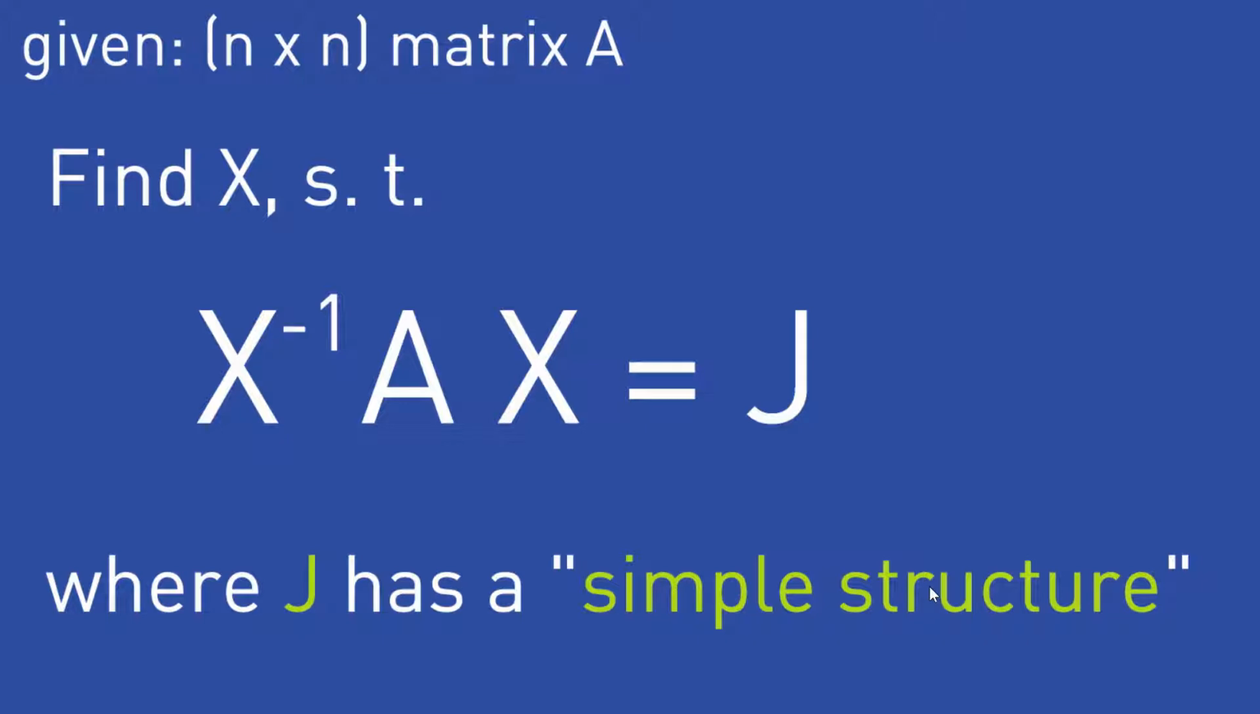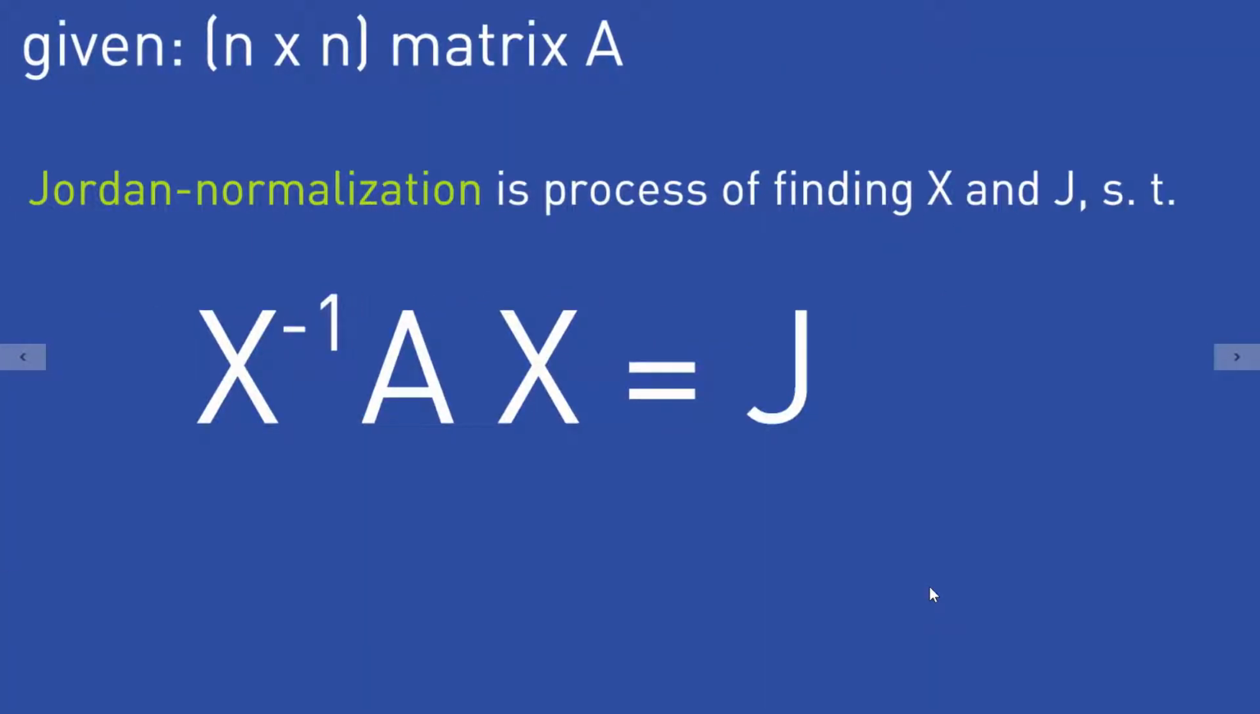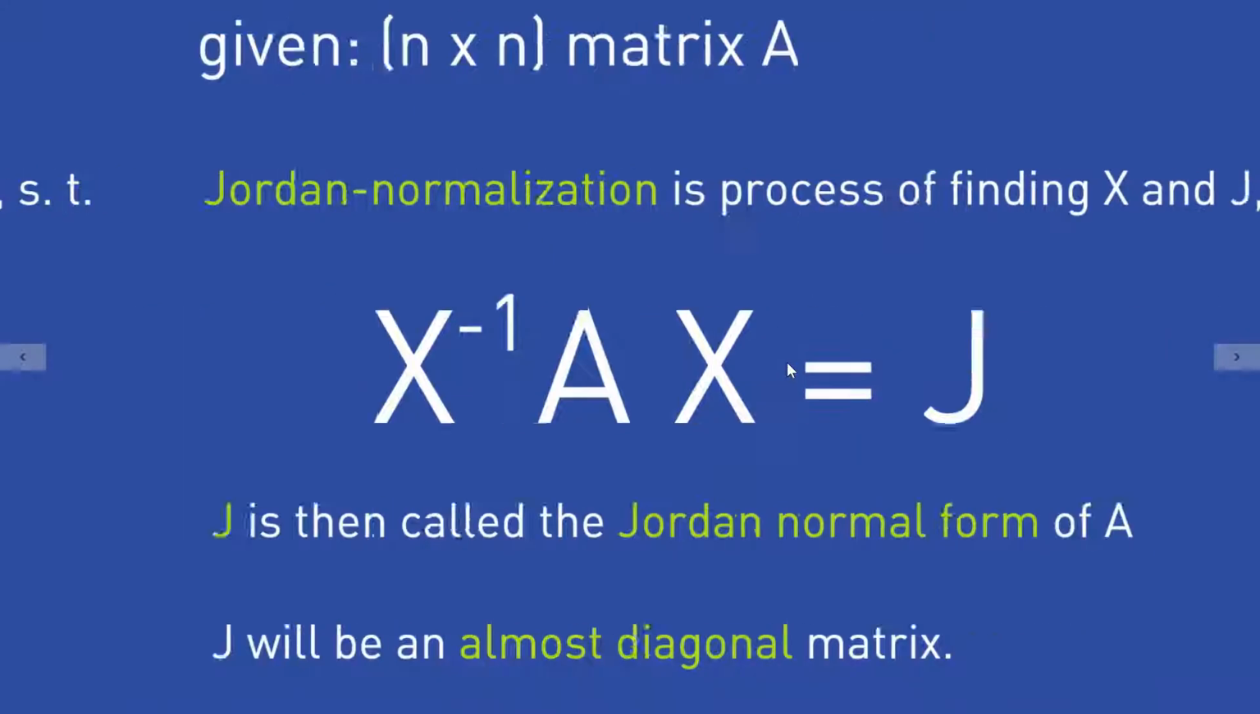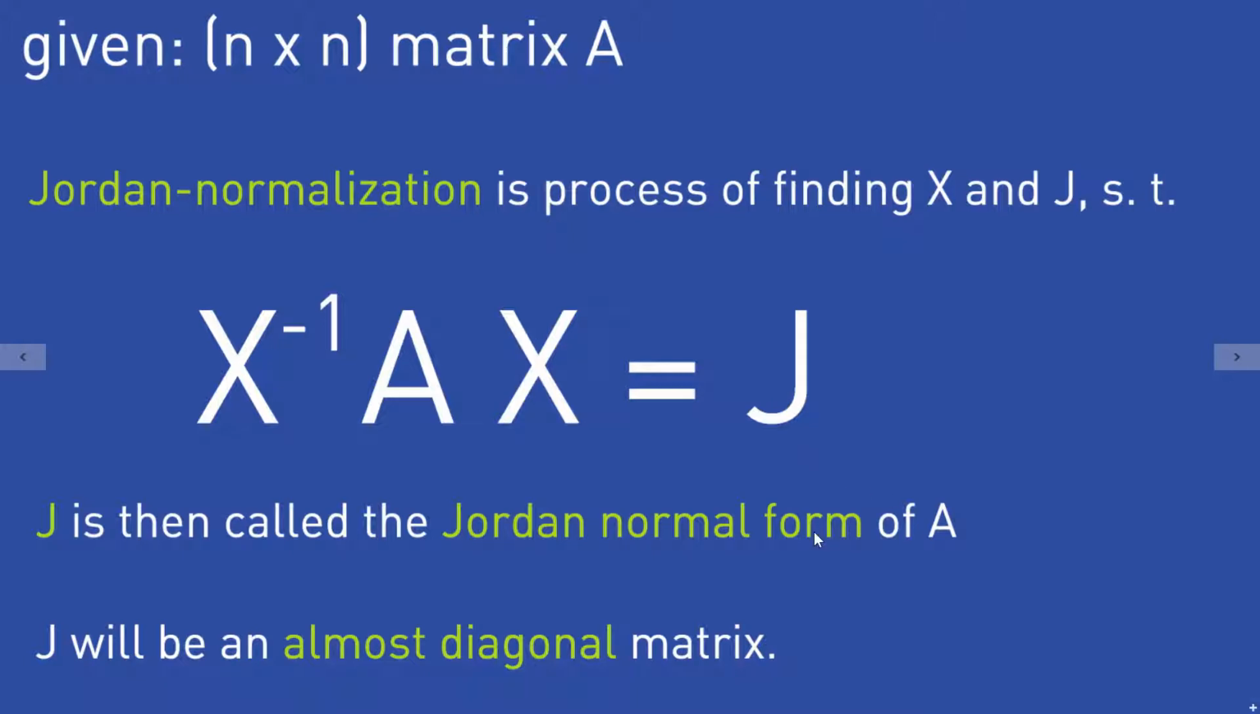Jordan normalization is now a process to find such matrices X and J. The matrix J that has a simple structure is then called the Jordan normal form of the matrix A. This matrix is an almost diagonal matrix.